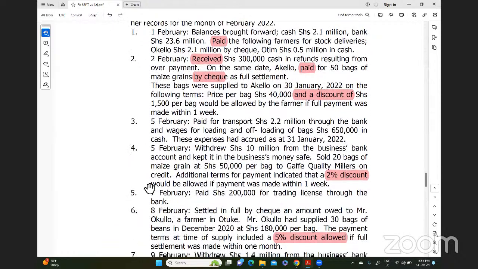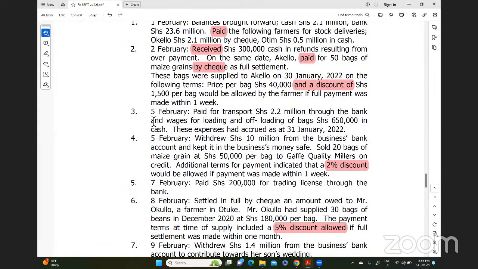Then number 3, on 5th of February, paid for transport shillings 2.2 million through the bank and wages for loading and offloading of bags shillings 650 in cash. These expenses had accrued as at 31st of January 2022. Telling us that they had accrued, whenever they accrued, is not going to concern us in a cash book. Our question here: did we receive this month? Did we pay this month? That is enough. Are we together? So even if they accrued 10 years ago, no problem.